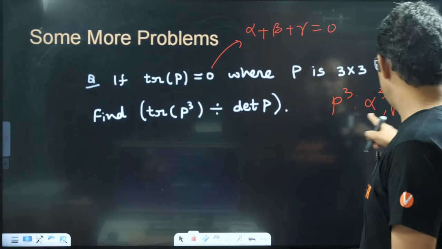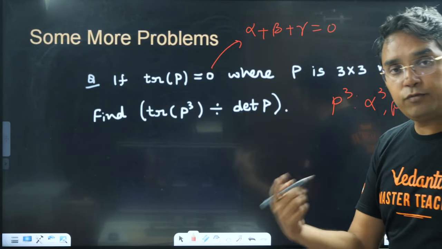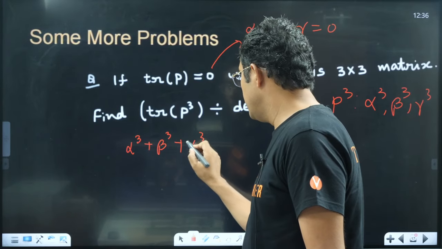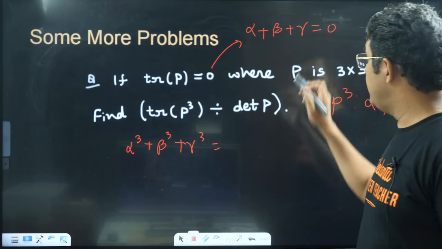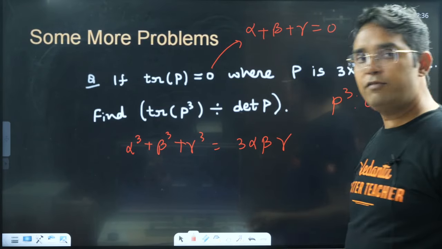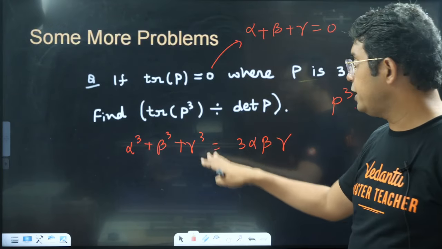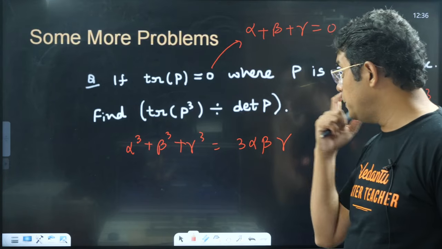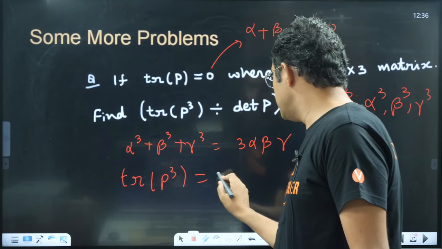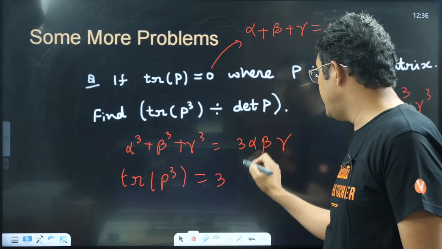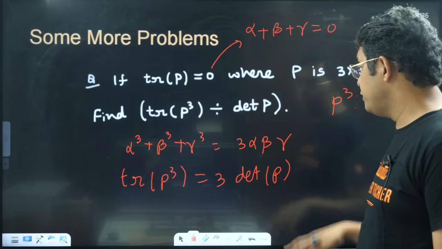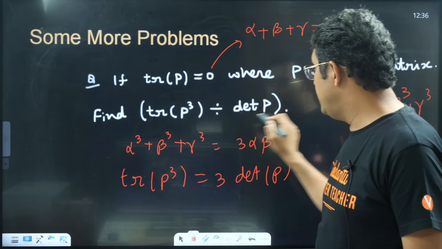And the trace of P cube is nothing but the sum of its eigenvalues. So that will be alpha cube plus beta cube plus gamma cube. Because alpha plus beta plus gamma is 0, from that identity it has to be 3 times alpha beta gamma. I think we are done. This alpha cube plus beta cube plus gamma cube will be the trace of P cube, and that is equal to 3 times the determinant of P. Can I say that? Because the product of eigenvalues is always the determinant of that matrix. So the value here will be 3 only.